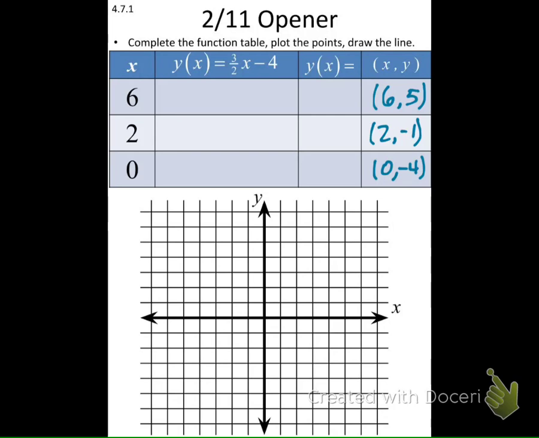6, 5? If I'm starting at the origin, where do I go? If the x value is 6, am I going up, right, down, or left? Right, how many? Right 6. There's 6. And what, Daisha? Up 5. Just right there.